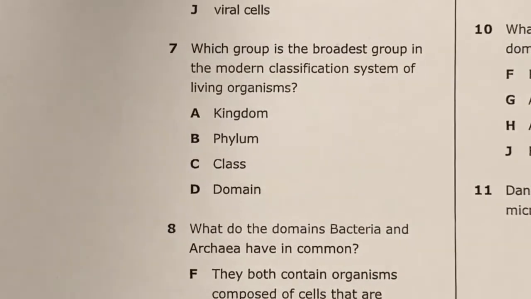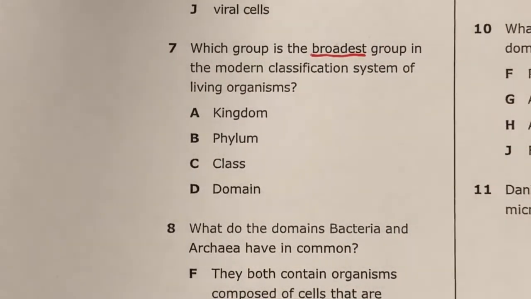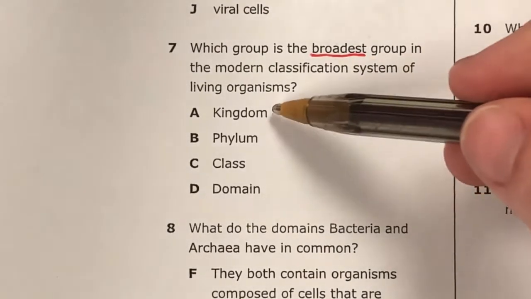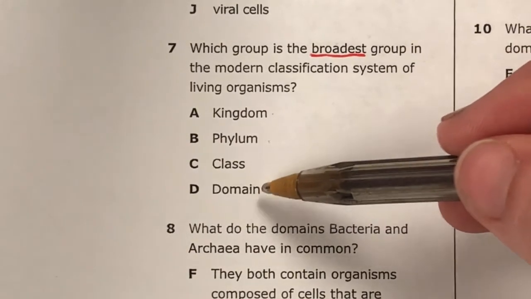Number seven, which group is the broadest group in the modern classification system of living organisms? A, kingdom, B, phylum, C, class, or D, domain?